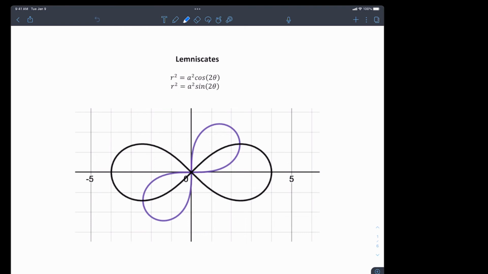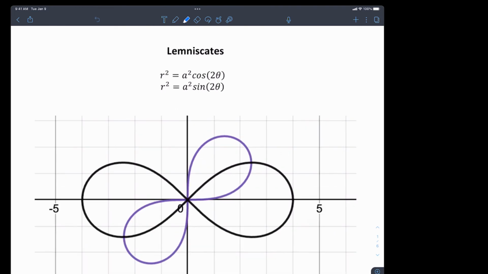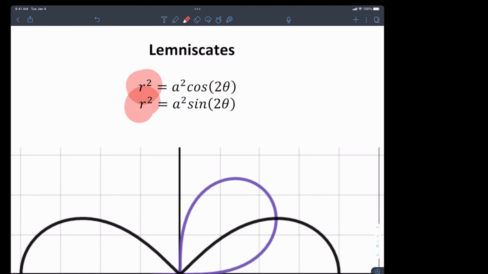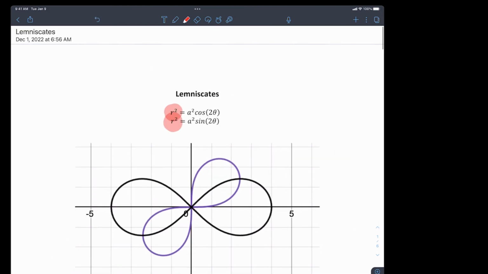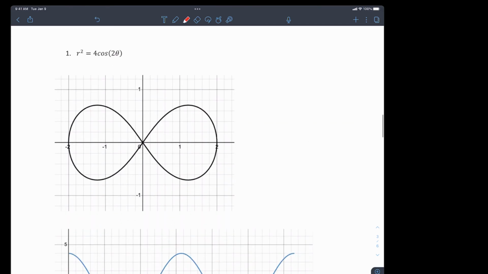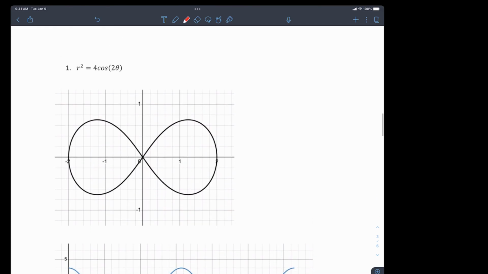Now, this one's a lot easier. Lemniscates are easier, but be careful. They have r squared on the lemniscates. So you might say, how do lemniscates use our symmetry properties? Let's look at this first one. This is r squared. It's not r. It's 4 cosine 2 theta. Hopefully that one's correct.